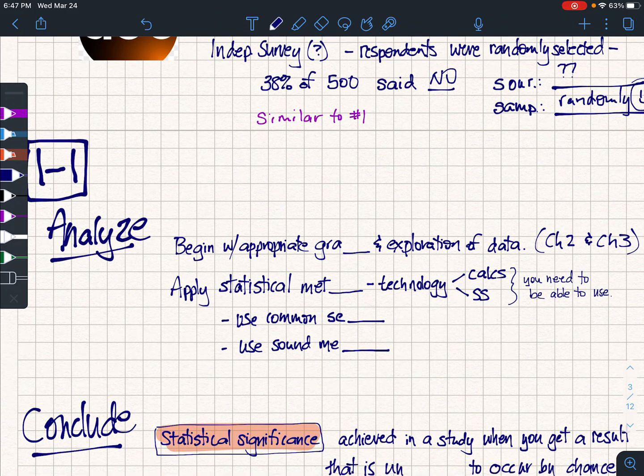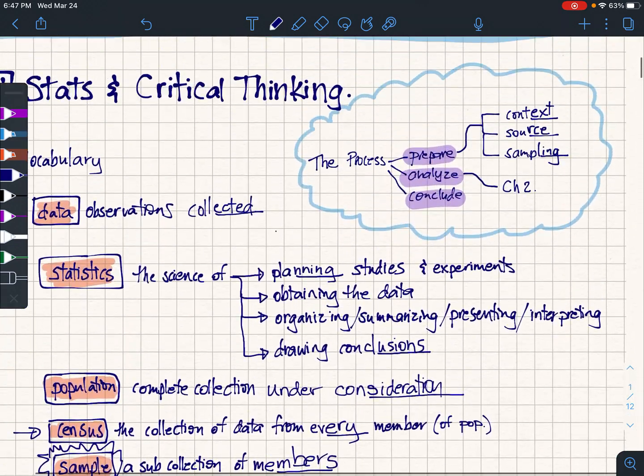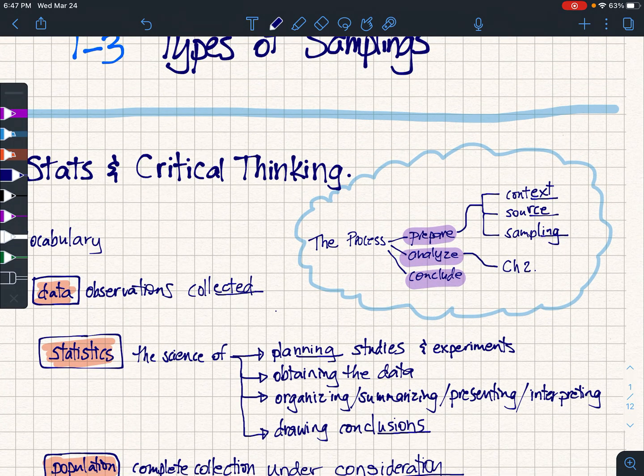All right. Next stage, we analyze data, right? I just want to come back to here again. We look at the data in terms of the context, the source, and the sampling, and then we analyze. And this is all about chapter 2 and actually chapter 3.